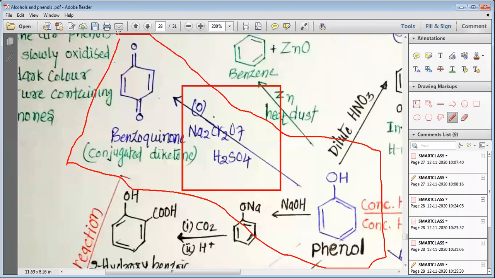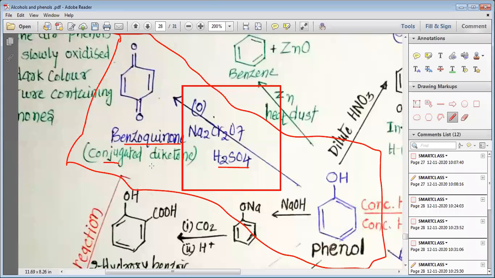So you pay attention to this only. Here, first, this phenol is treated with Na2Cr2O7, sodium dichromate, in the presence of sulfuric acid. So phenol is oxidized by the sodium dichromate in the presence of sulfuric acid, and we get benzoquinone. This benzoquinone is actually a conjugated diketone.